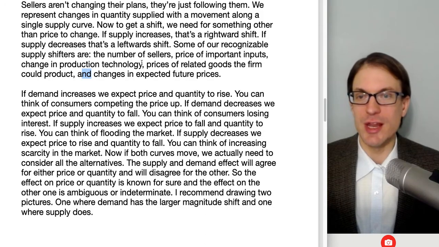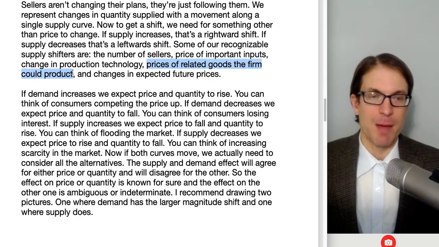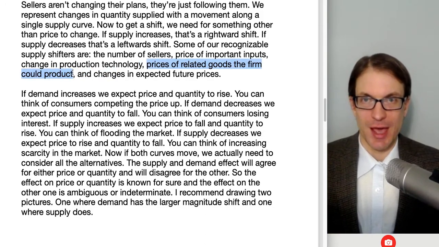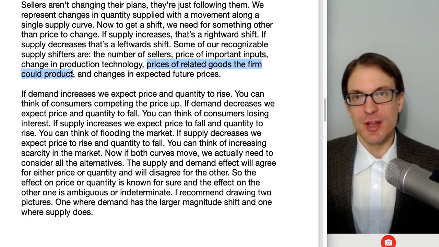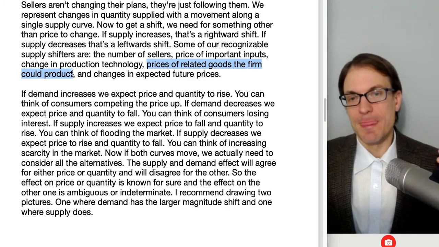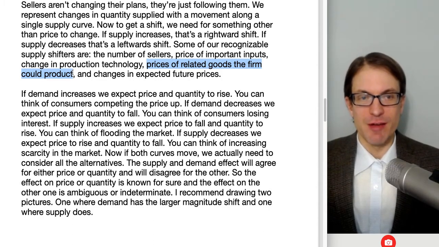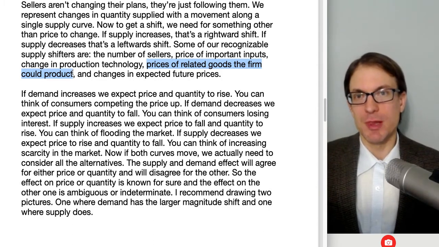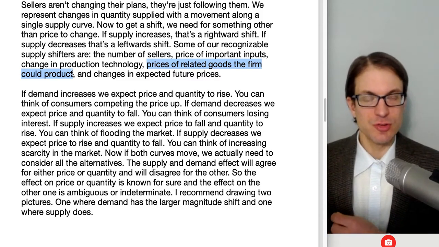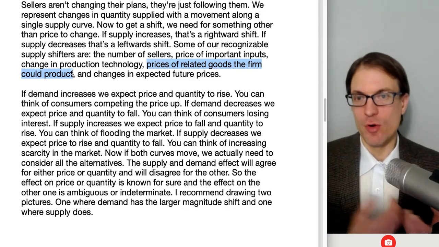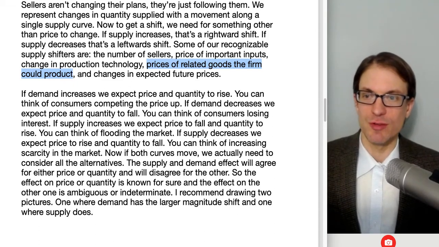So prices of related goods, so think of Apple. Apple can make iPods, iPads, and iPhones with largely the same components. If the price that consumers are willing to pay for an iPhone rises, Apple's going to increase their quantity supplied of iPhones and decrease their supply of iPods and iPads, because they're going to want to take those components and put them into iPhones that are now relatively more lucrative.